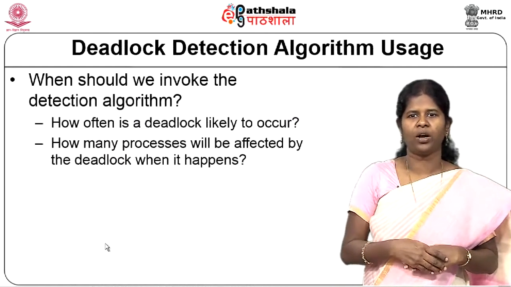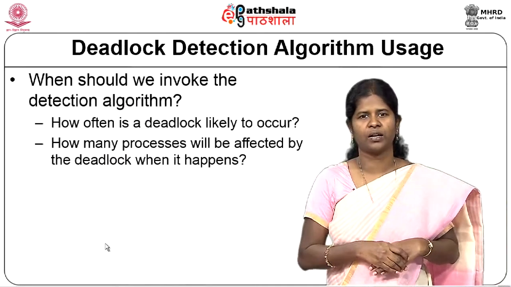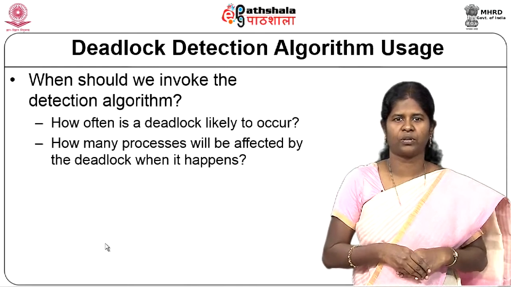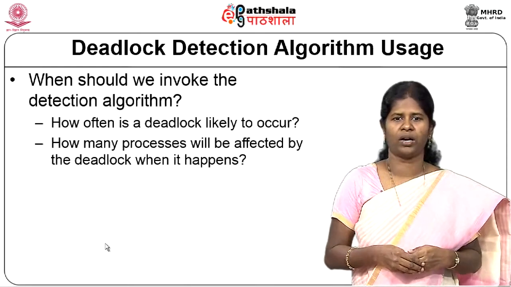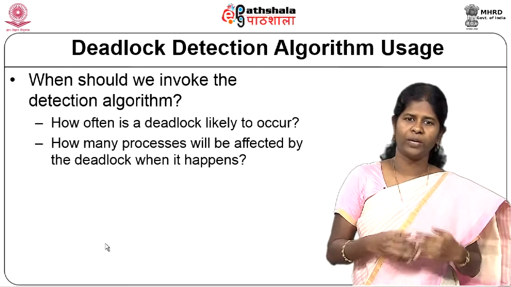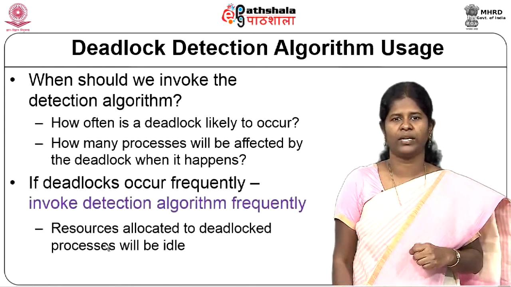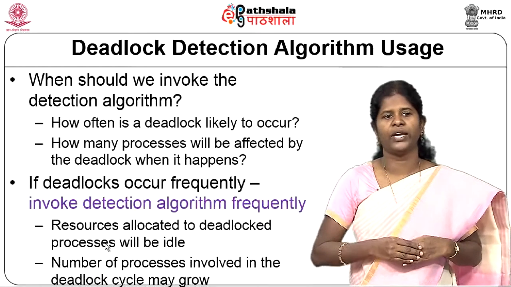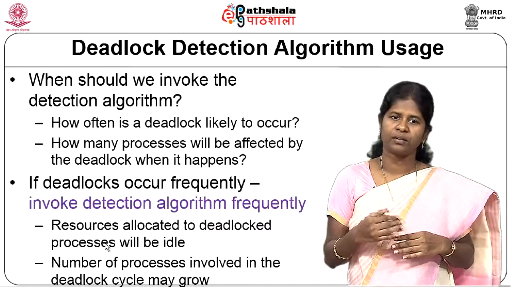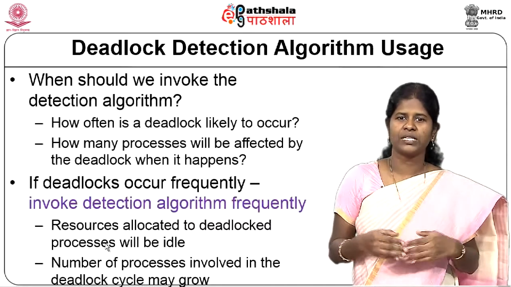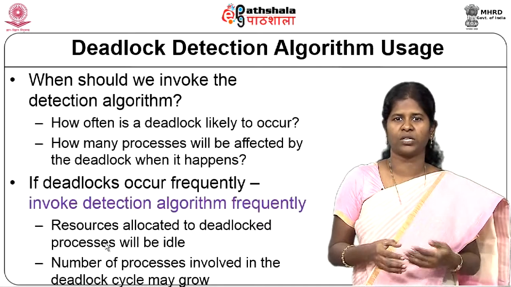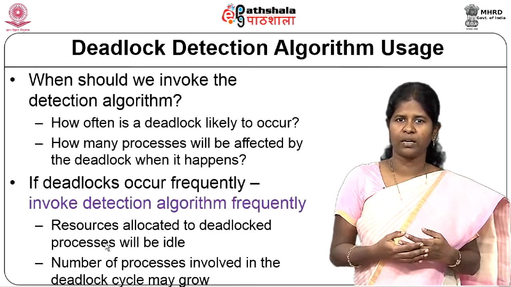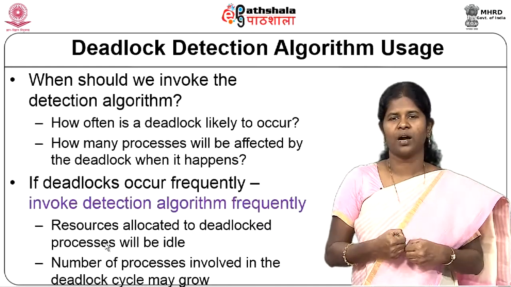Now, looking at deadlock detection algorithm usage, we need to check when we should invoke the deadlock detection algorithm. That depends on how often a deadlock is likely to occur, and how many processes will be affected by the deadlock when it actually happens. If deadlocks happen very frequently, then you need to invoke the detection algorithm very frequently, because the resources allocated to the deadlocked processes will be idle. The processes are deadlocked and not doing any useful work, but they are holding resources which they are not using at all.